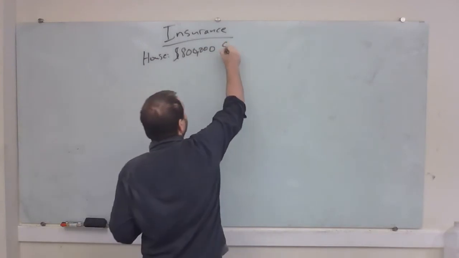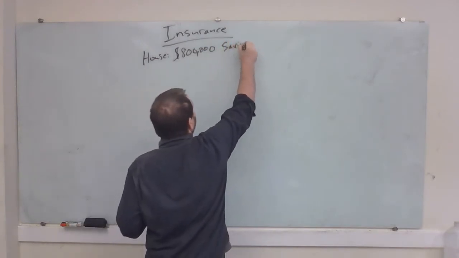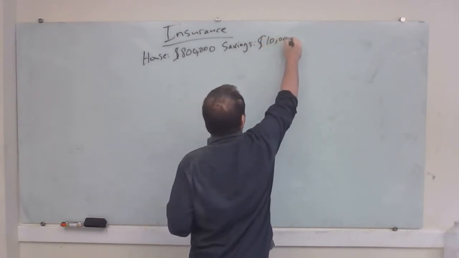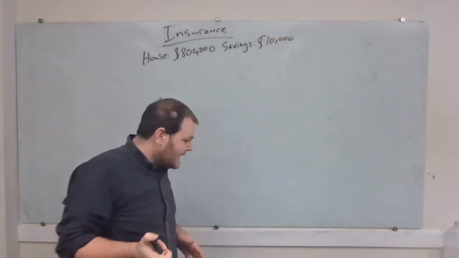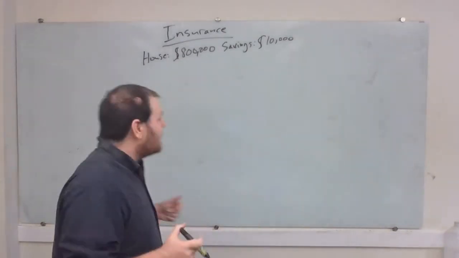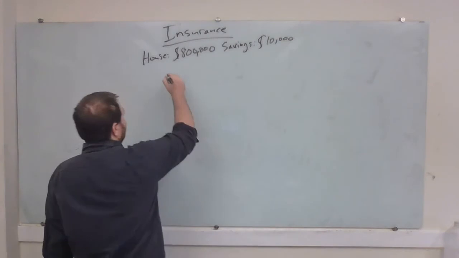And you've got savings of $10,000. The only problem is, in any given year, because of all the fireworks and wildfires and all this sort of stuff, you've got a 1% chance of your house burning down.